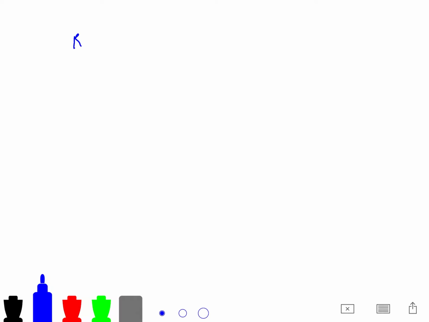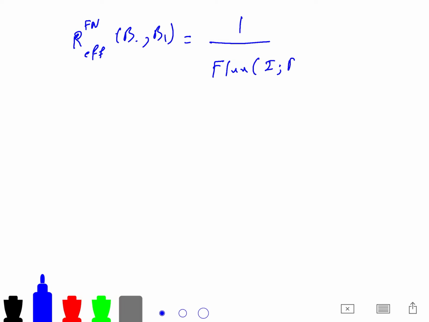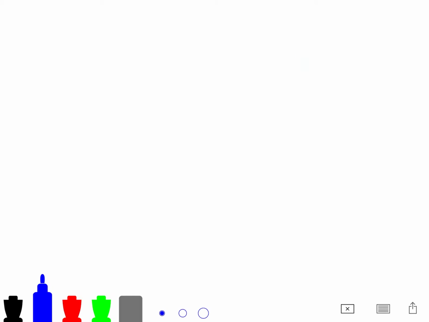So last time I introduced the finite network effective resistance between B0 and B1, which is the inverse of the flux of B0, that is, the current flowing from B0 to B1. But now I want to recall some basic definitions.